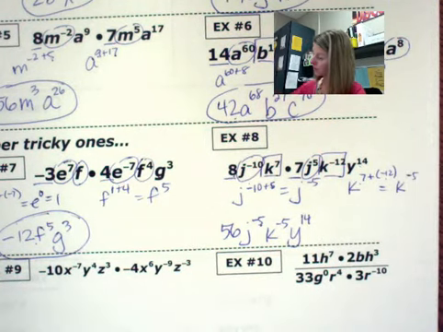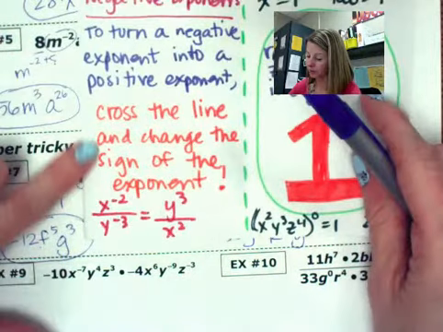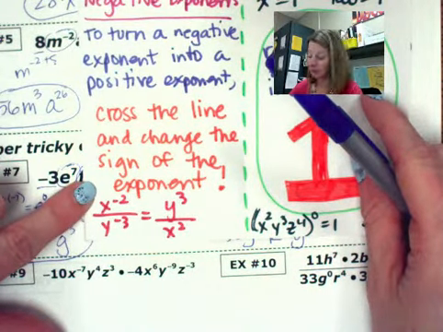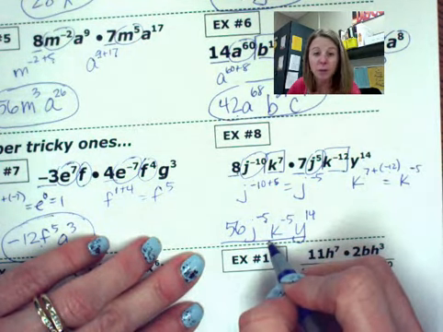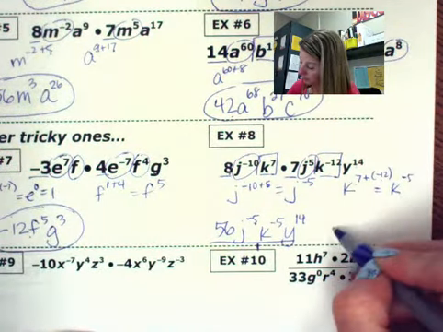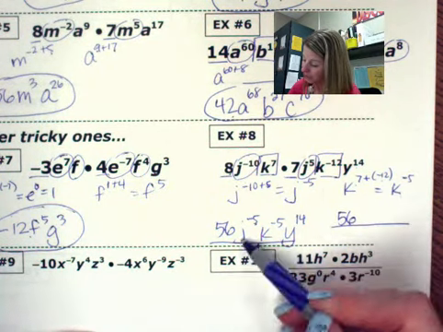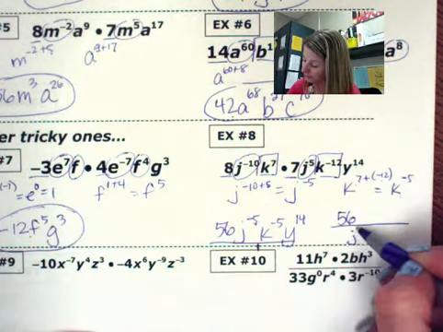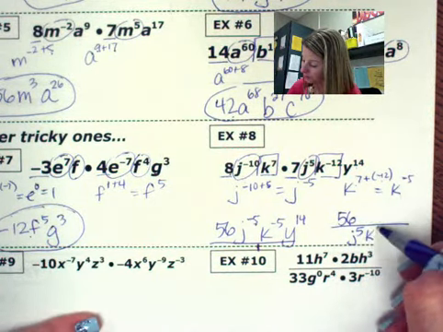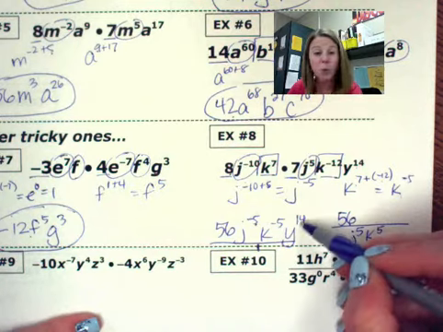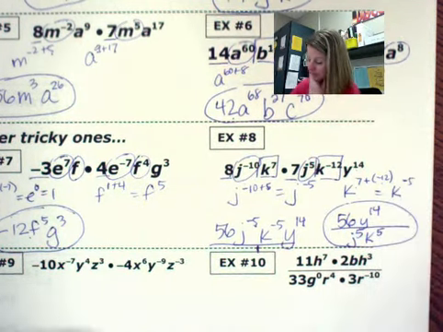All right, so if we go back here, to deal with negative exponents, I cross the line and change the sign. So I'm going to do this. All of this right now is over 1. So when I do that, I'm going to write my fraction here. 56 does not move, but J to the negative 5th must travel to the bottom and become positive. K to the negative 5th must travel to the bottom and become positive. Y is positive, it stays. So here is my solution.